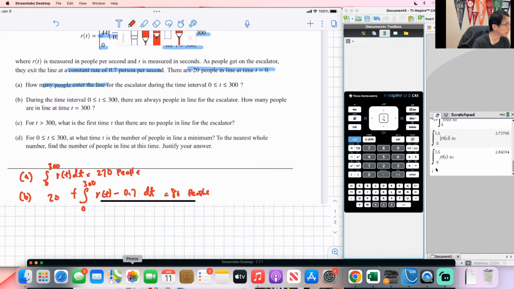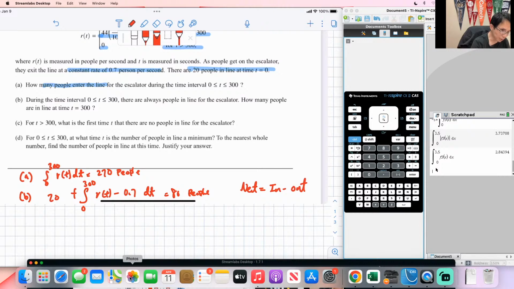Any questions so far, Daniela? Why do you subtract 0.7? Because there are people coming in, which is R of t, and there are people getting off at the same time. Between 0 to 300, there are always people getting off that escalator, which is 0.7 people per second. Joanne, does that make sense? Yeah, I get it. Okay, good. So always understand net equals in minus out. Anytime you have a net rate, it's in minus out. You have to subtract out. Not 0.7t though, it's 0.7. But if you integrate, it's going to be 0.7t.